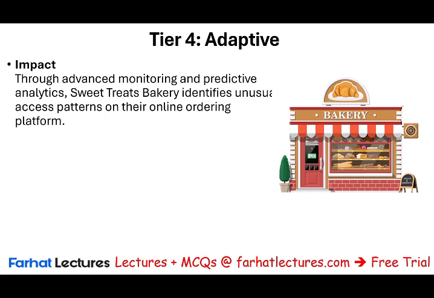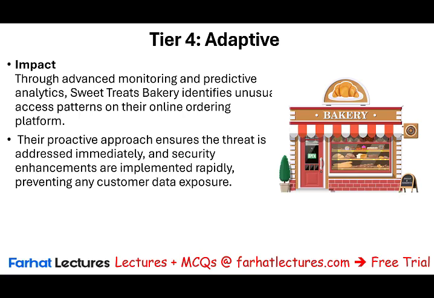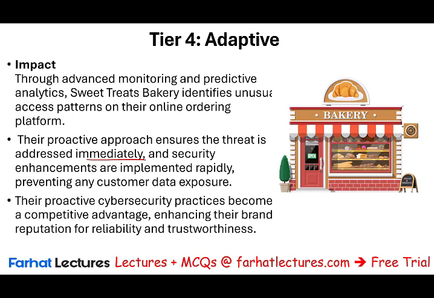Through advanced monitoring and predictive analytics, they identify unusual access patterns on their online ordering platform. What did they do? This proactive approach ensures the threat is addressed immediately and security enhancements are implemented rapidly, preventing any customer data exposure. So this proactive cybersecurity became a competitive edge, enhancing their brand reputation for reliability and trustworthiness. So notice as they get larger, they had to increase their budget for cybersecurity. Once again, they could start with adaptive if they wanted to, but most likely they will not have the budget. Maybe they think it's a cost benefit, it's not worth it. So what we did is we covered the 4 tiers of the cybersecurity NIST framework.